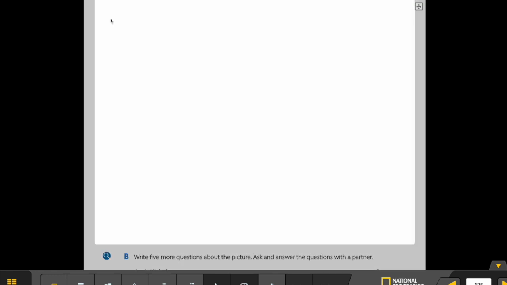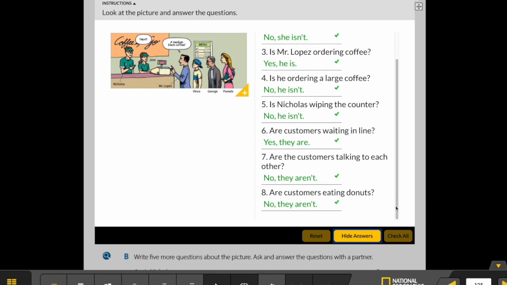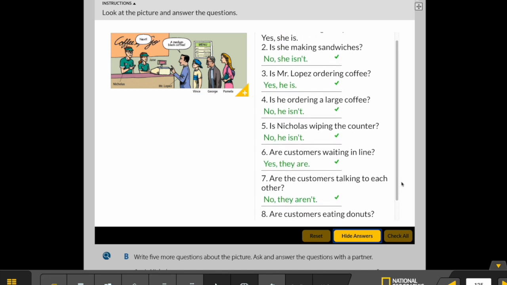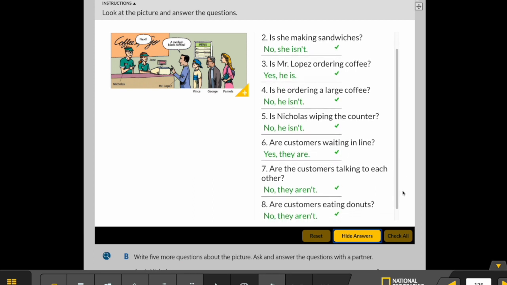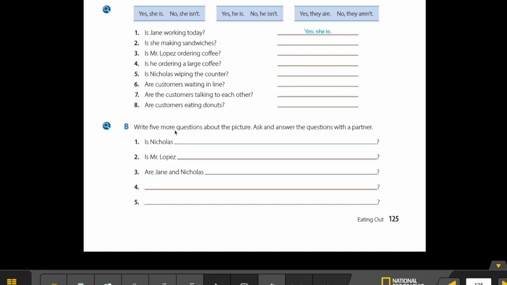Okay, now let's check the answers. And here they are. Okay. Let's do exercise B. Write 5 more questions about the picture. Ask and answer the questions with the partner. The answers are going to be done in class. So is Nicholas, so you create anything. Remember, after this, you're going to use the verb with ing. Okay. Is Mr. Lopez, are Jane and Nicholas, and then you write 2 more questions.